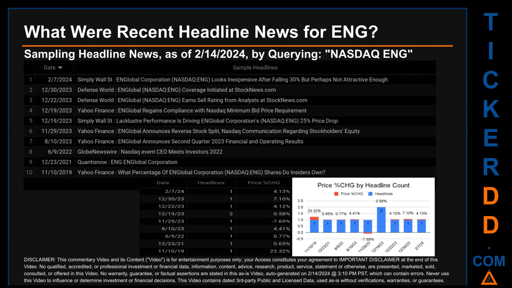What were recent headline news for ENG? Today, Wednesday, February 14, 2024, I sampled one of our news aggregators for latest headlines for this ticker. I did so by searching specifically by a keyword that may appear, broadly, in the title or the body of discoverable news articles. The keyword that I used was a combination of the exchange and the ticker symbol, NASDAQ: ENG. The results show 10 unique headlines, published across 9 unique dates. Publication dates spanned 1550 days.